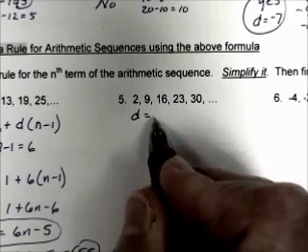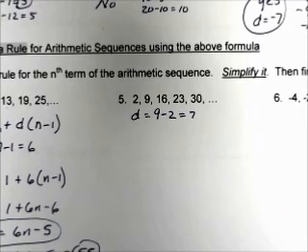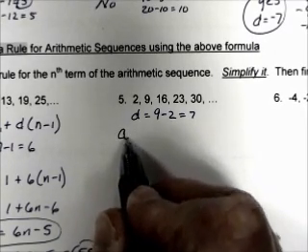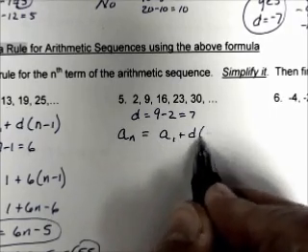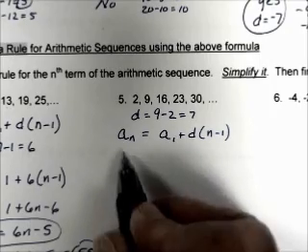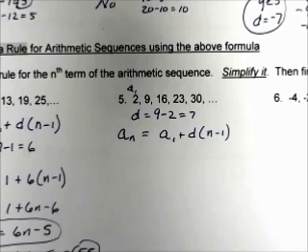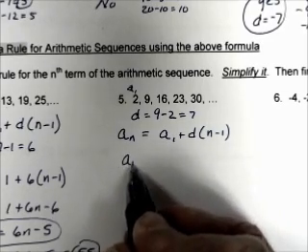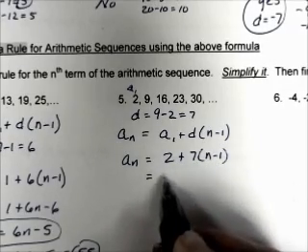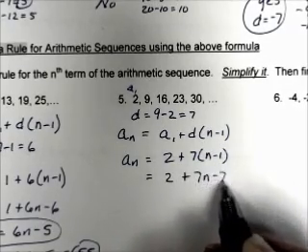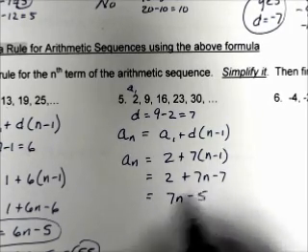Common difference, 9 minus 2 is 7. 16 minus 9 is 7. Okay, common difference is 7. Write down the formula for an arithmetic sequence. a sub n equals a1 plus d times n minus 1. a1, that's our first term, which is 2 in this case. 2 plus 7 times n minus 1. Distribute the 7. Combine like terms. So we have 7n minus 5.